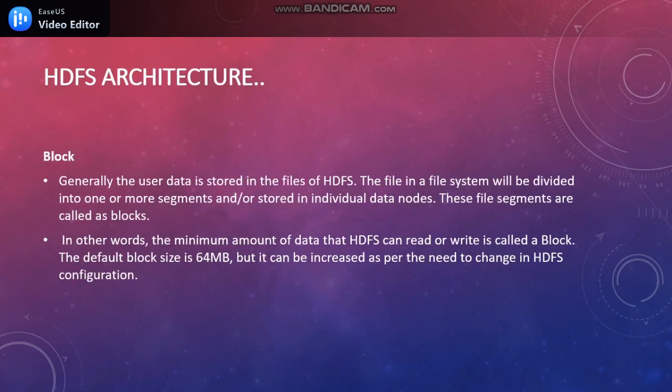Then comes block. In HDFS, all the user data that is given will be stored inside files, and all these files will be divided into different segments, and these file segments are called as blocks. Or if we say it in another words, block is the minimum amount of data that HDFS can read or write, and the default block size is always 64 MB, but if there is any changes required in the configuration of HDFS, then this default block size can be extended or increased.